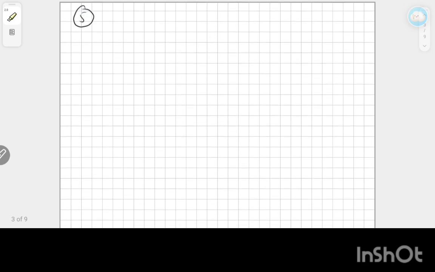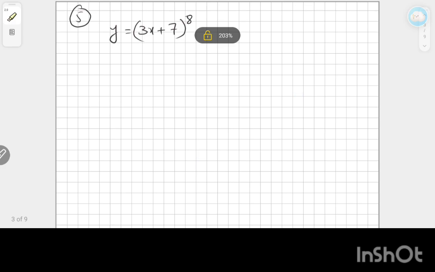Okay, dear friends, what is question number 5? We have y equals (3x plus 7) power 8. Okay, what is the solving condition? Here, we will take the derivative of y on both sides.